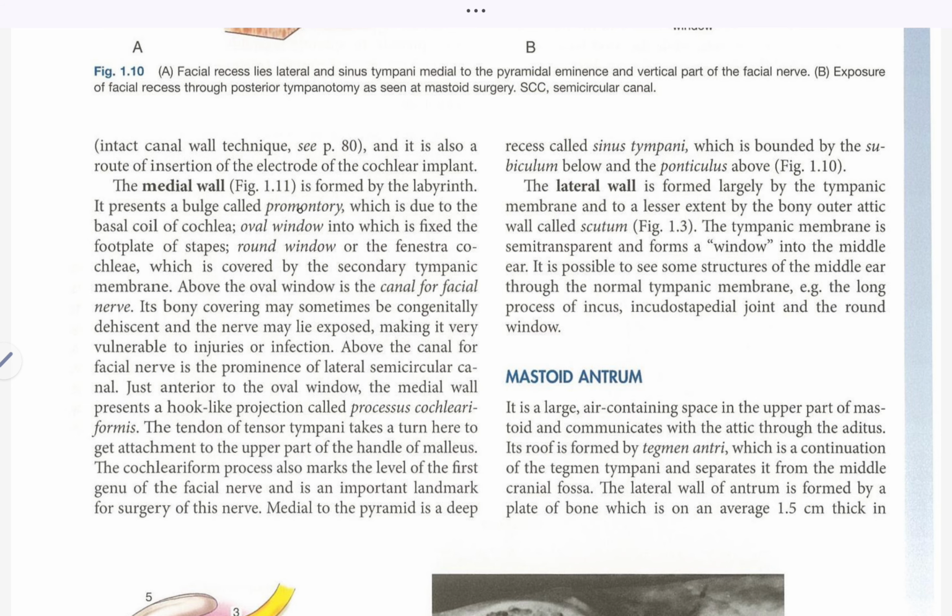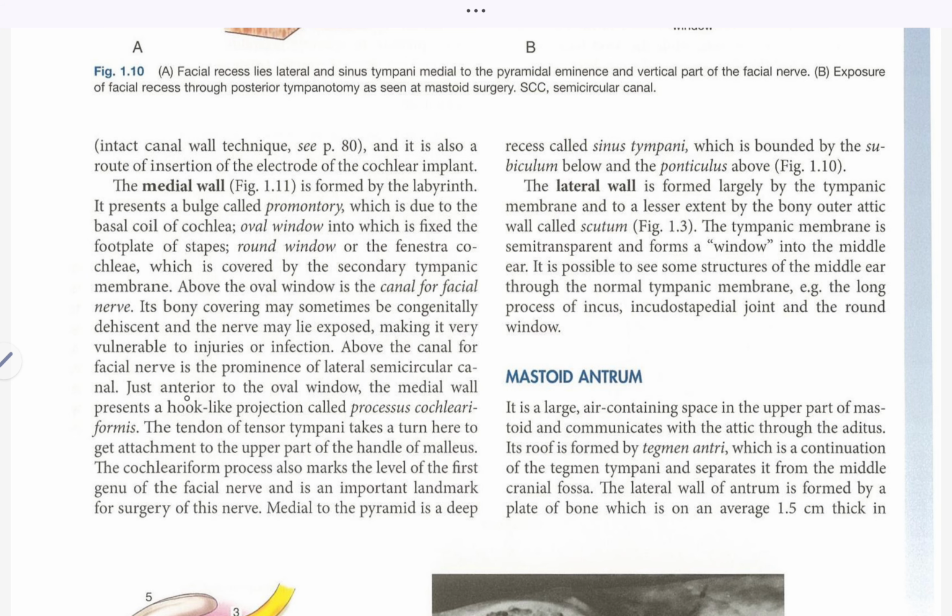The medial wall is formed by the labyrinth. It presents a bulge called the promontory, which is due to the basal coil of the cochlea, the oval window into which is fixed the footplate of stapes, and the round window or fenestra cochleae, which is covered by the secondary tympanic membrane. Above the oval window is the canal for the facial nerve. Its bony covering may sometimes be congenitally dehiscent and the nerve may lie exposed, making it very vulnerable to injuries or infection. Above the canal for the facial nerve is the prominence of the lateral semicircular canal.